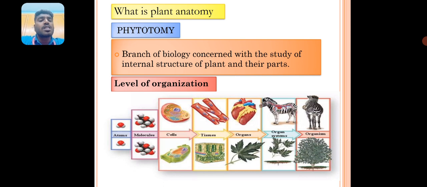Level of organization: a group of atoms forms into molecules. A group of molecules forms into organelles. A group of organelles forms into cells. A group of cells forms into tissues. A group of tissues forms into organs. A group of organs forms into an organ system. Then finally, a group of organ systems forms into an organism.